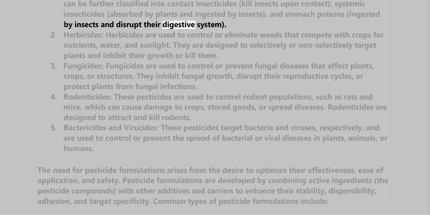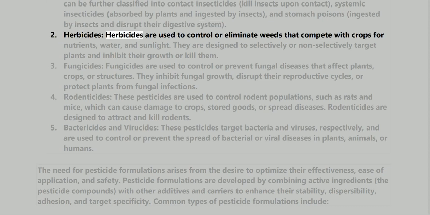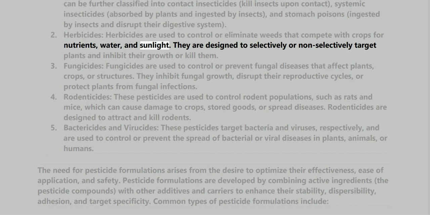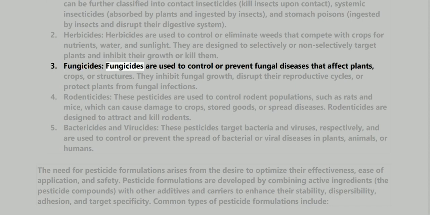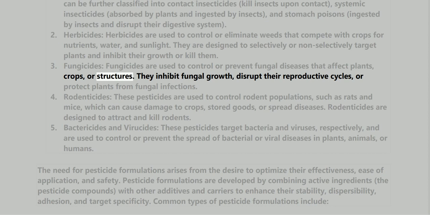2. Herbicides. Herbicides are used to control or eliminate weeds that compete with crops for nutrients, water, and sunlight. They are designed to selectively or non-selectively target plants and inhibit their growth or kill them. 3. Fungicides. Fungicides are used to control or prevent fungal diseases that affect plants, crops, or structures. They inhibit fungal growth, disrupt their reproductive cycles, or protect plants from fungal infections.